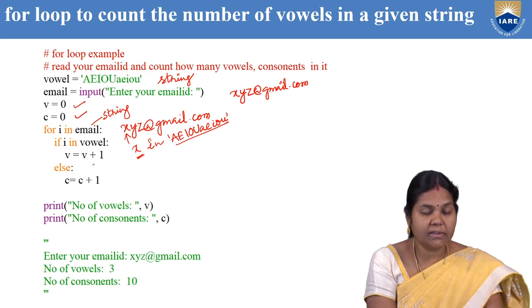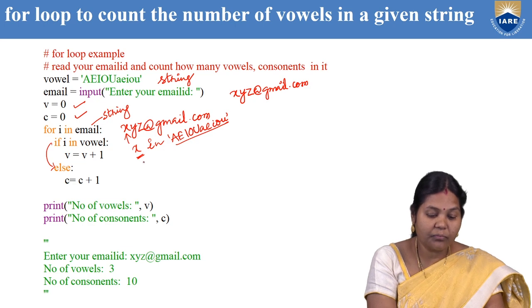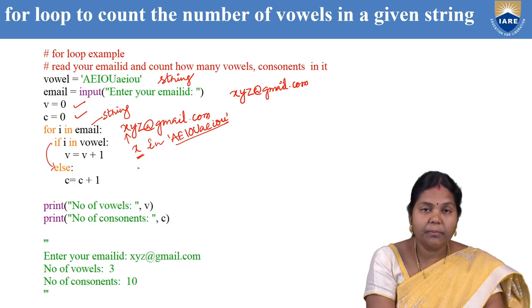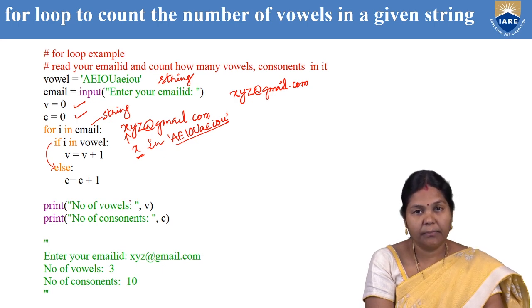If it is not present, then automatically it goes to the else part and the variable c will be incremented by 1. So based on the true or false condition of the if, it will either increment the v variable or it will increment the c variable. So in this way, character by character, each character will be checked in this string, and then the number of consonants or vowels will be incremented.